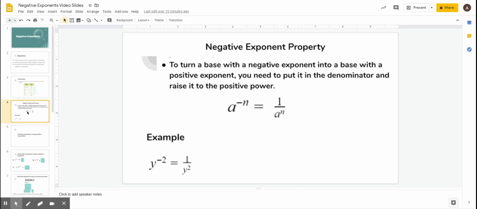All right, so the negative exponent property says that in order to turn the base with a negative exponent into a base with a positive exponent, you need to put it in the denominator and raise it to the positive power. So this whole thing, a to the negative n, is going to get sent to the bottom, and the power is going to change to a positive power. Really, there's a 1 in front of this a that we don't normally write in math, but it is there, and that's where the numerator of 1 comes from. So again, we're going to send this to the bottom, and the power of negative 2 is now going to become a positive power of 2. So it'll end up being 1 over y squared.